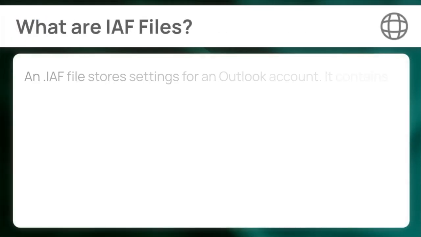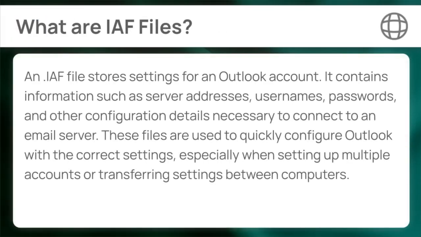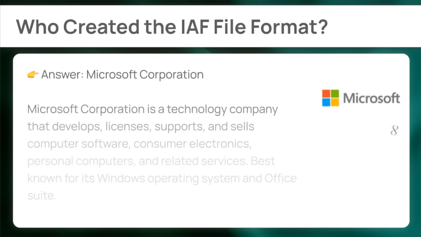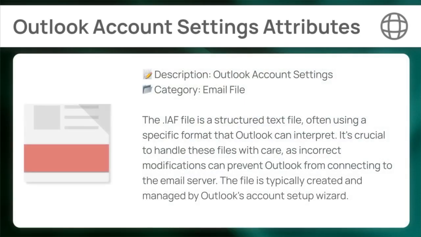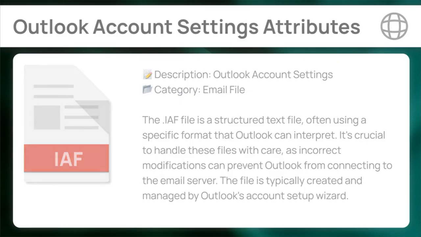An IAF file stores settings for an Outlook account. It contains information such as server addresses, usernames, passwords, and other configuration details necessary to connect to an email server. These files are used to quickly configure Outlook with the correct settings, especially when setting up multiple accounts or transferring settings between computers. The IAF file is a structured text file, often using a specific format that Outlook can interpret. It's crucial to handle these files with care, as incorrect modifications can prevent Outlook from connecting to the email server. The file is typically created and managed by Outlook's account setup wizard.